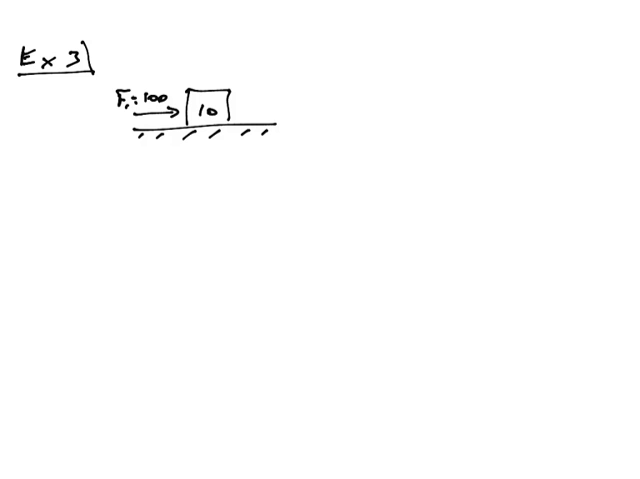All right, let me do one more example. And this is where we really have to be careful and where problems can actually start to crop up. Here's my floor. Here's my block. 10. Let's say I have F1 is 100. And then I have F2 is 20, but it points at an angle of 30 degrees above the horizontal.